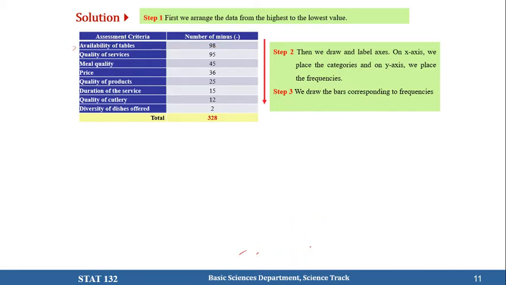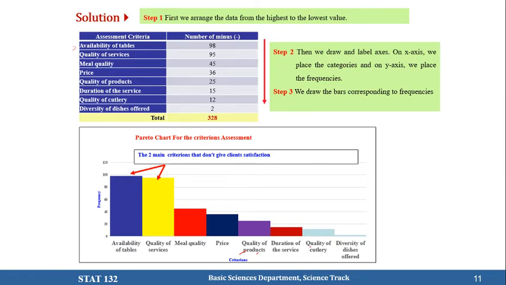Okay, here is the precise graph. Now, what can you say about it as an interpreter? This is the Pareto chart, and these are the two most common, and they make a big difference here. There's a big jump, 90, 95 out of 328. So these are the two main criteria that don't give client satisfaction: the availability of tables, maybe it's a small place, and the quality of services. The rest seems to be kind of okay, especially this part here.